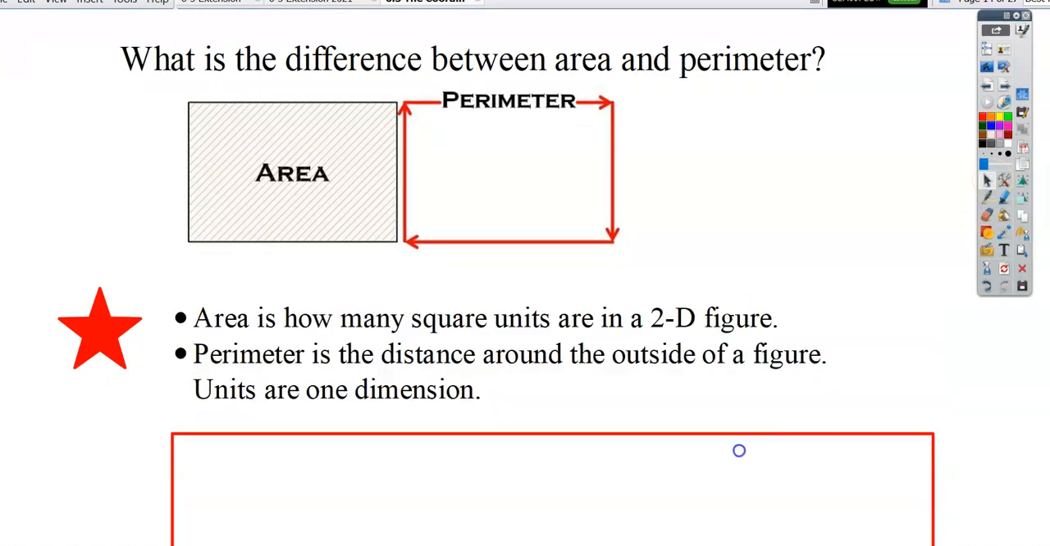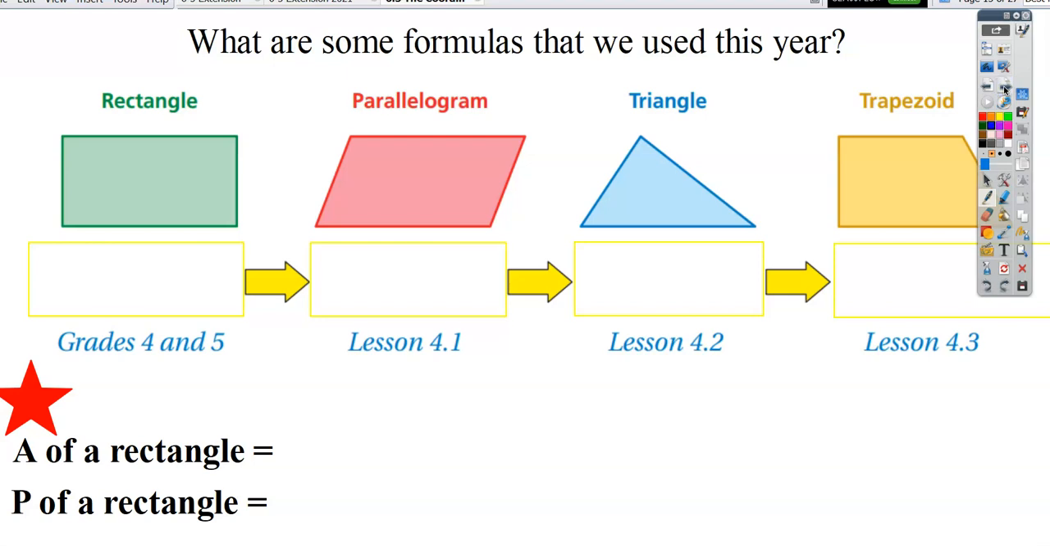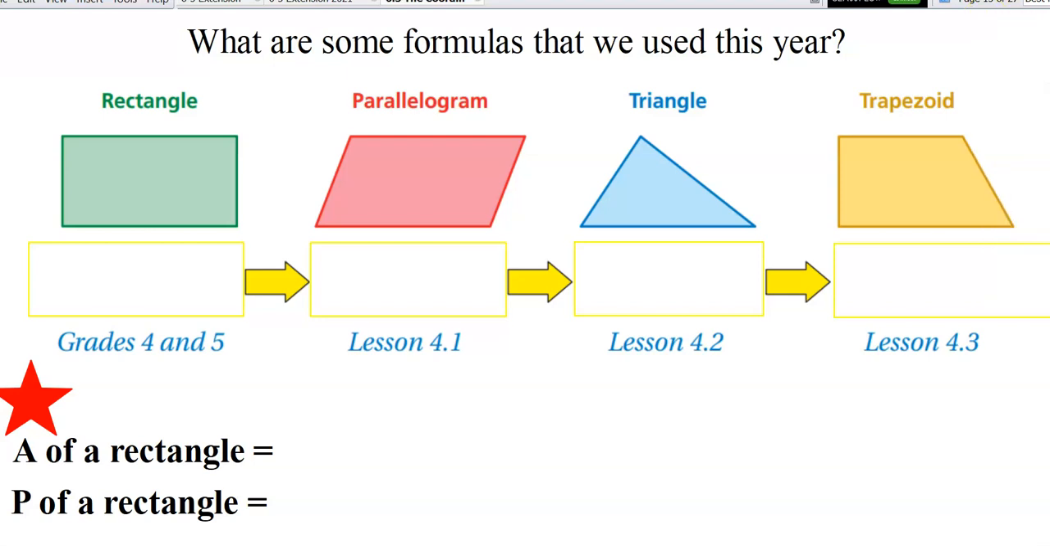And then I'll show you, you should have written something like this. Area is how many square units are in a two-dimensional figure, and the perimeter is the distance around the outside of a figure. And remember for perimeter that the units are just one dimension because you are literally measuring one dimension. And remember, area is the square units that you would count inside the figure. Okay. So, of course, in order to find the area and perimeter, we need to make sure that we remember the formulas for all of the different figures that we worked with so far this year.